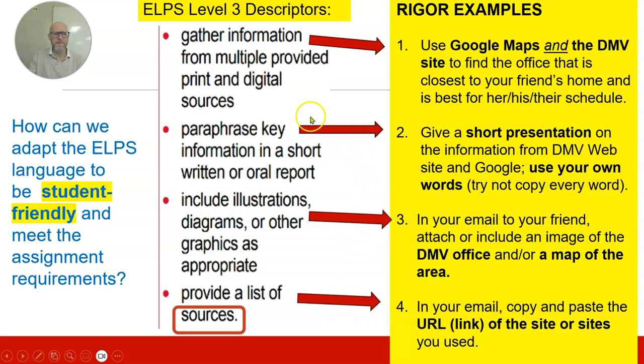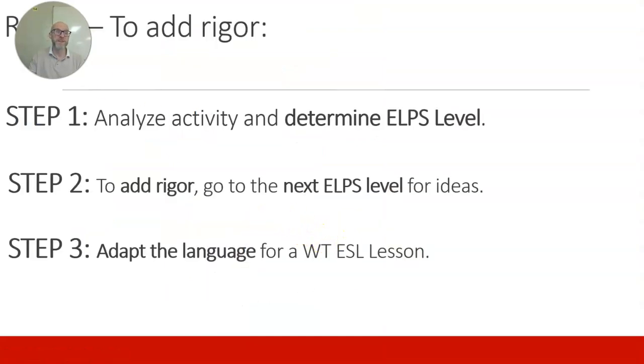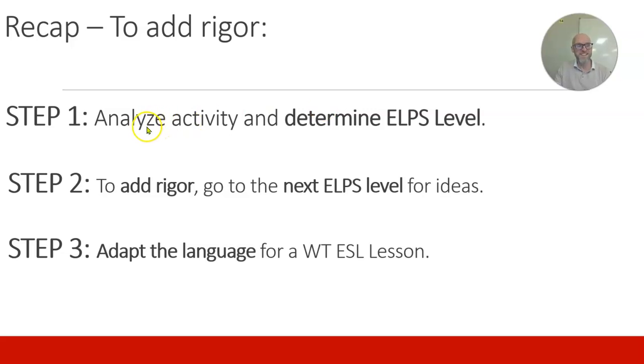Now again, we're not expecting you to use all of these in terms of having to increase rigor. It depends on your students. You might just pick one or maybe two. But we wanted to show you the examples. So to recap, step 1, analyze the activity and determine the ELPS level. Step 2, to add rigor, go to the next ELPS level for ideas. Don't forget to add the critical thinking. And step 3, adapt the language for a Wake Tech ESL lesson. Make it student friendly.